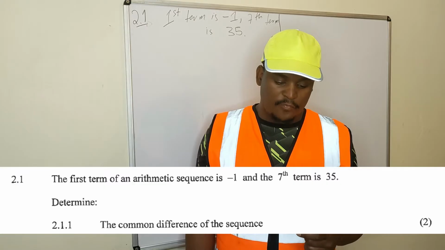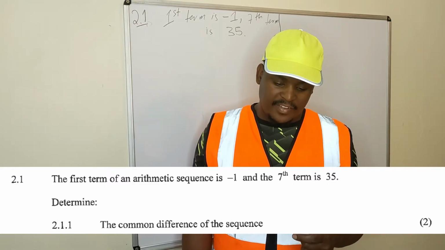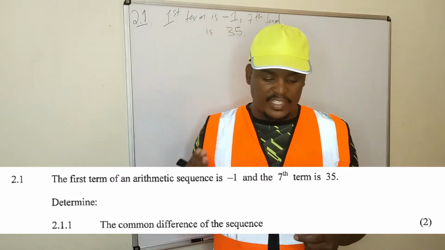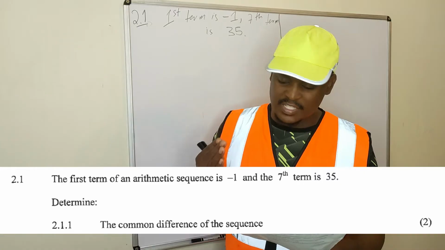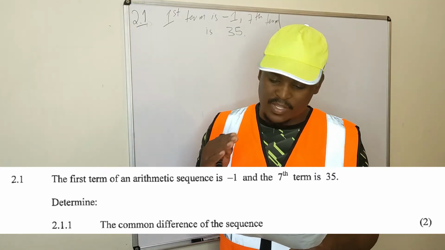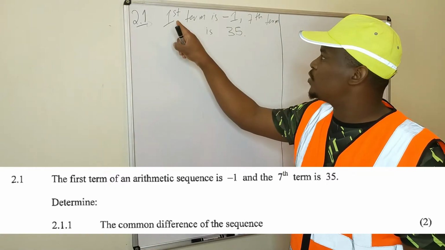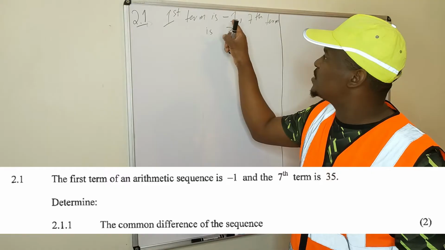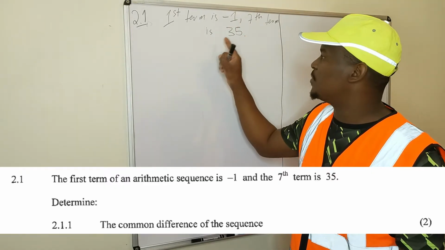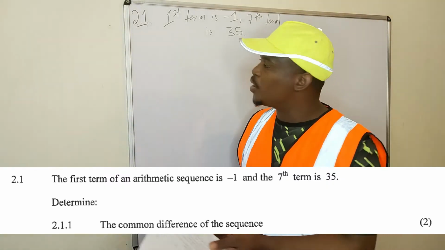The first term of an arithmetic sequence is -1, and the seventh term is 35. So we are told that the first term of an arithmetic sequence is -1 and the seventh term is 35. I've written this statement as well. So we are told that the first term of your sequence is -1, and the seventh term of your arithmetic sequence is 35. Let's continue.